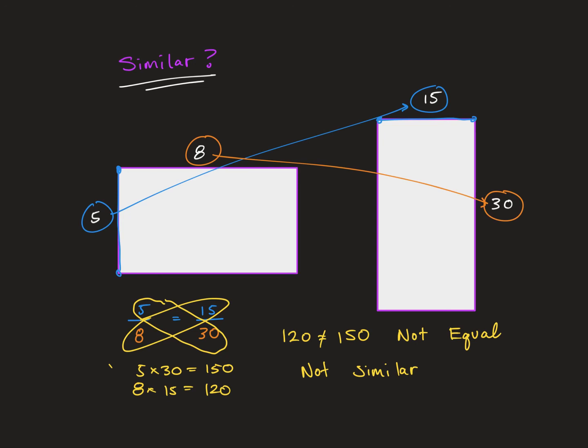Even though all of these angles are right angles, and it is a rectangle, so it's the same type of shape, yet not a similar shape. Similar in size, but not the exact size. So here's a case where setting up a proportion could reveal that two shapes are not similar.